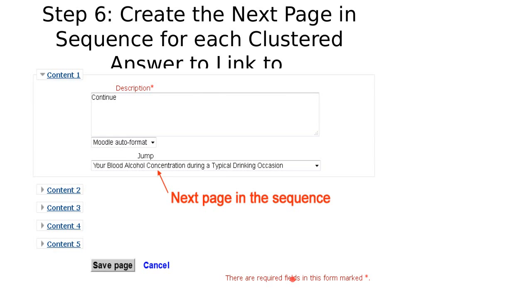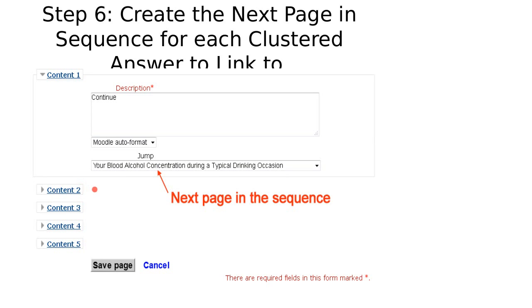So step 6, create the next page in the sequence for each cluster, and you want to jump to. Now we're moving to continue, which means that now we're going to talk about a different subject, your blood alcohol concentration during a typical drinking situation. And if you'll notice on the left here, as we talk about your blood alcohol concentration during a typical drinking situation, we're going to ask you to make a choice. And what is the choice? The choices will be either content 2, 3, 4, or 5.